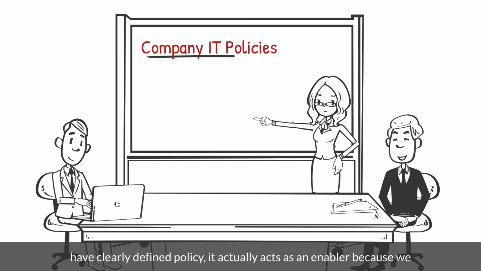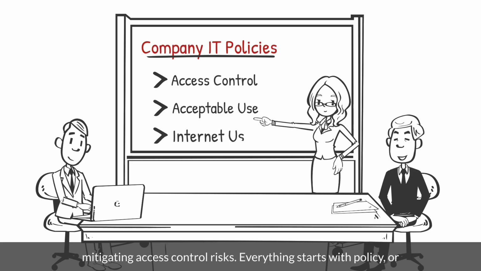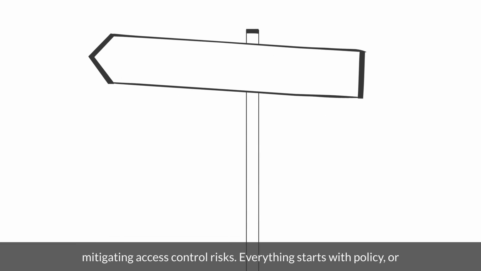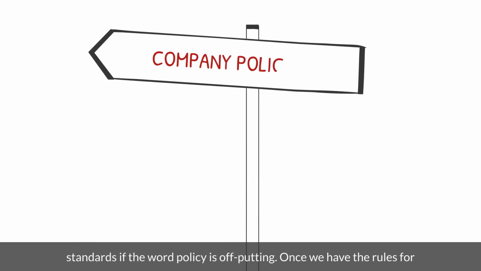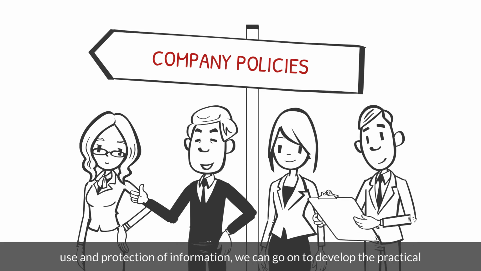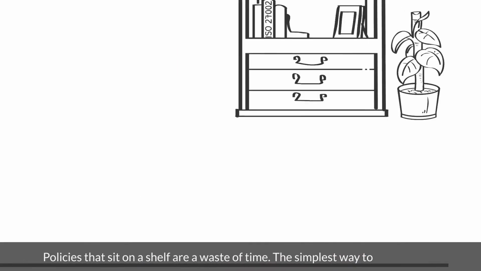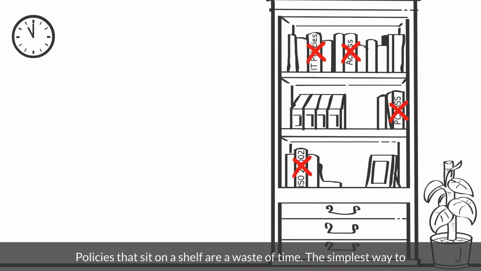And when we have clearly defined policy, it actually acts as an enabler because we have already worked through the access requirements and the means of mitigating access control risks. Everything starts with policy, or standards if the word policy is off-putting. Once we have the rules for use and protection of information, we can go on to develop the practical methods for protection and control. Policies that sit on a shelf are a waste of time.